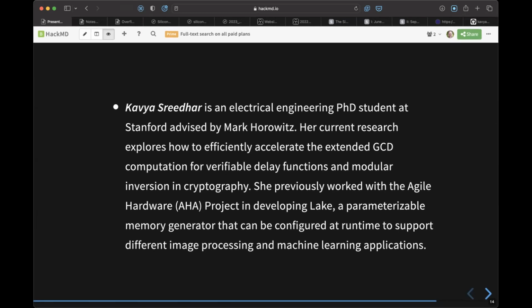Advised by Stanford professor Mark Horowitz, and she's going to be talking about this extended GCD, but she's worked with Agile Hardware and the hardware project developing Lake, and has been in a number of publications. Kavya, go ahead and take over.